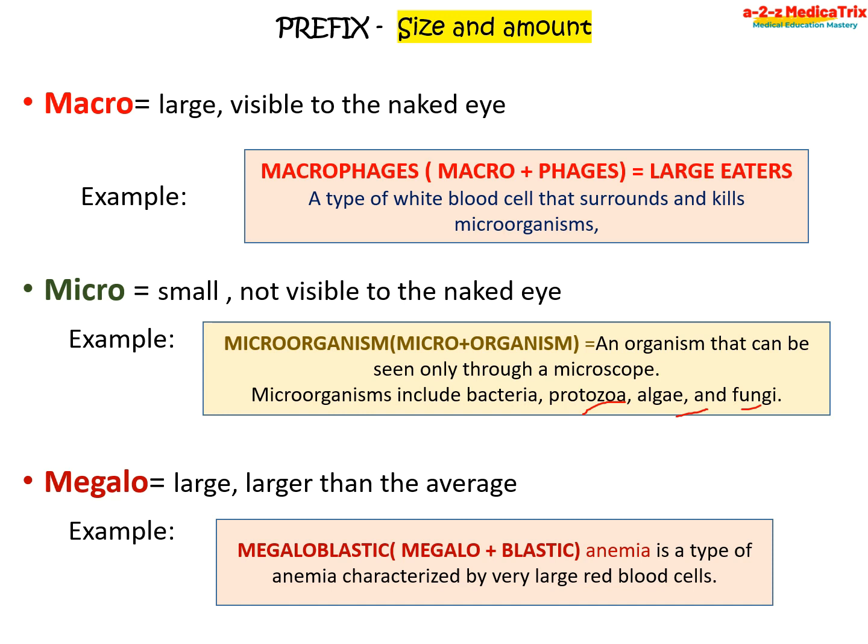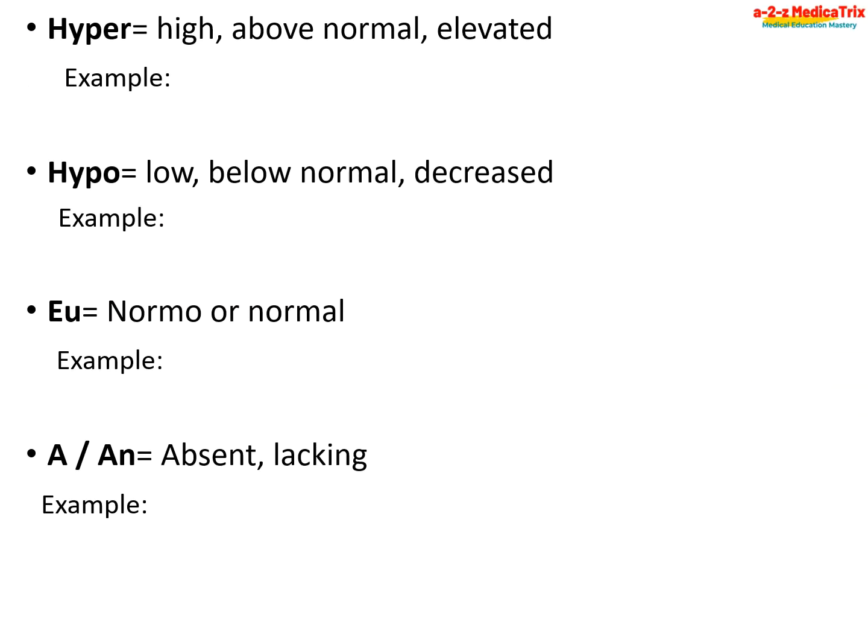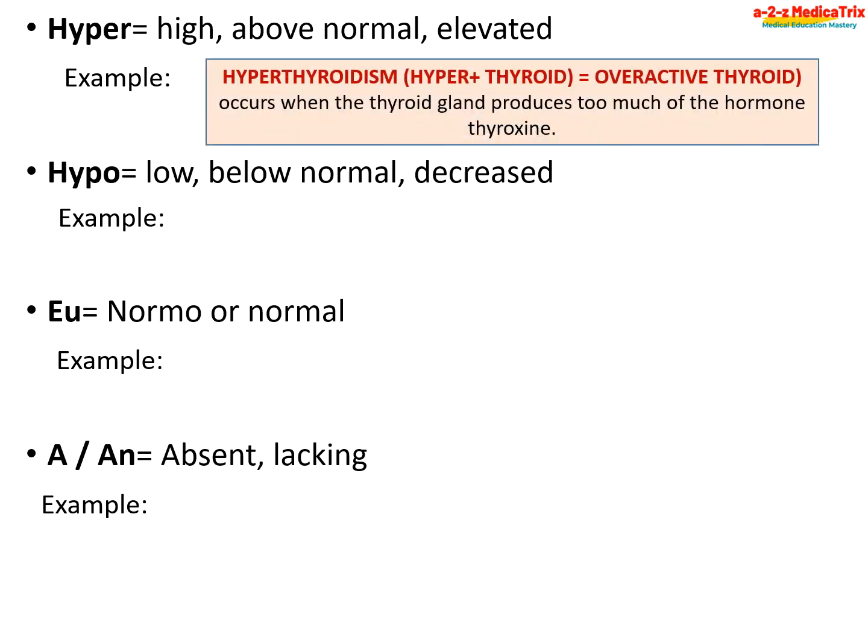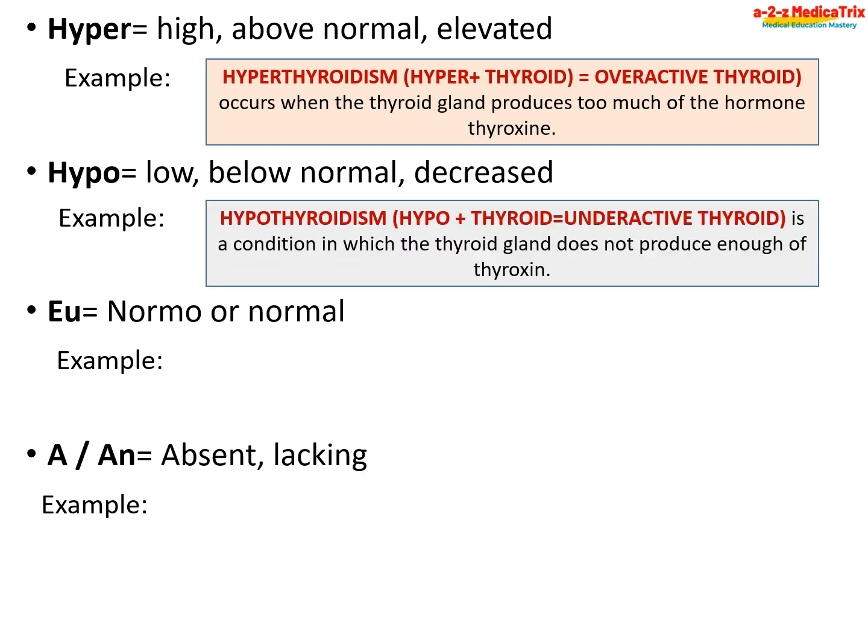So if you see, these prefixes are giving the meaning of a root. Then hyper. Hyper means high, above normal, or elevated. Let's take the example hyperthyroidism. In this condition, the thyroid gland will have overaction, and high levels of thyroxine will be there. Next, hypothyroidism. This has the prefix hypo, which means low, below normal, or decreased. Hypothyroidism is an underactive thyroid. In this there will not be sufficient thyroxine.